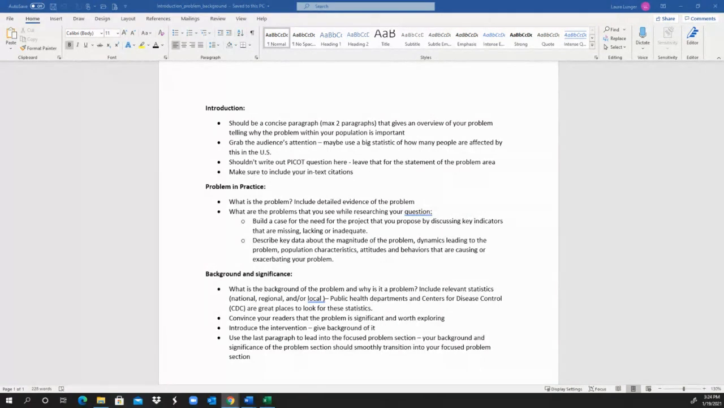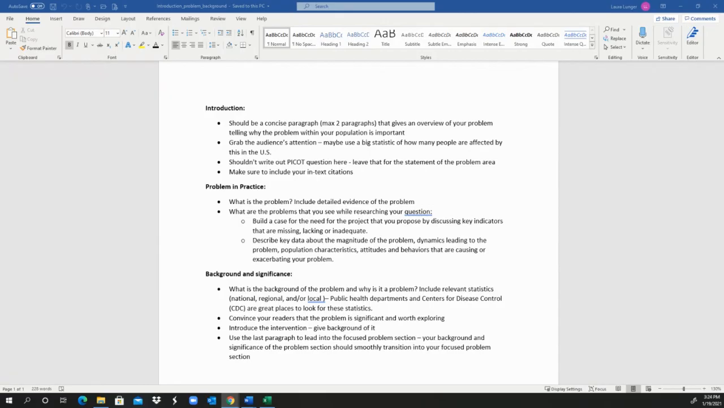So, for me, I'm using waist circumference management in my doctoral program. I'm going to talk about obesity, and how many people in the United States live with obesity, according to their BMI, of course. And then I'm going to talk about how many people this leads to cardiovascular events in the United States. So things like that grab your attention, bring the audience in.